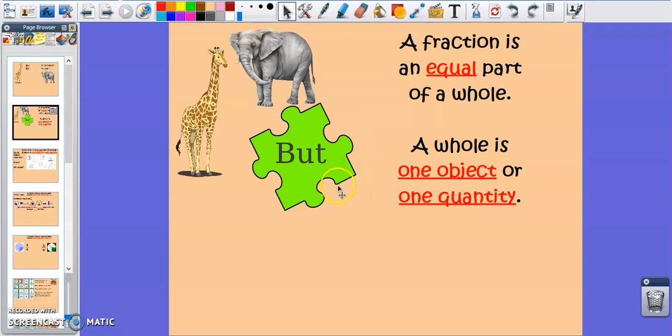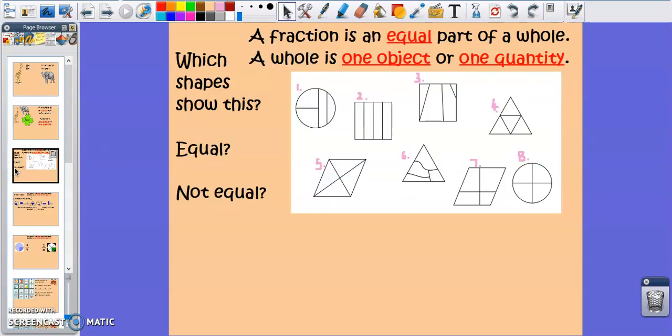So the whole is one object, okay, can be anything at all, or one quantity, so one amount. So for example, saying I had 15 sweets or I had 10 buttons. Okay, let's have a look at this question then. So remembering that statement at the top there, a fraction is an equal part of a whole, and a whole is one object or one quantity. Which shapes over here show this? Which shapes are showing equal parts of a whole, and which shapes are showing non-equal parts of a whole?